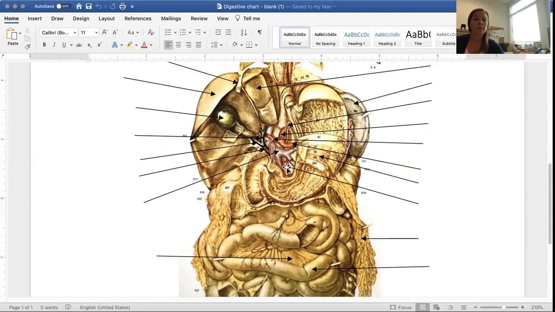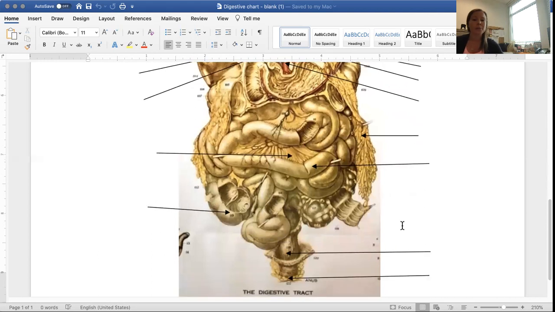Down here, this arrow is pointing to the superior mesenteric artery. And this large purplish looking blood vessel is the hepatic portal vein. So this arrow is pointing to the hepatic portal vein.